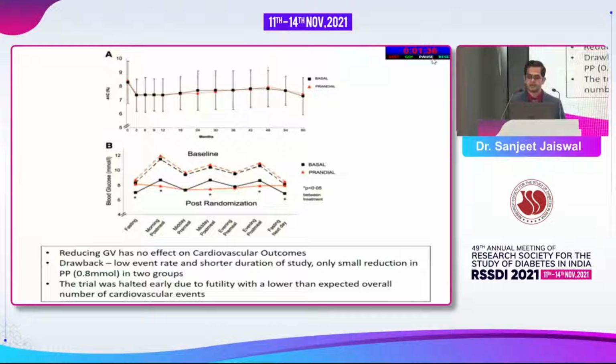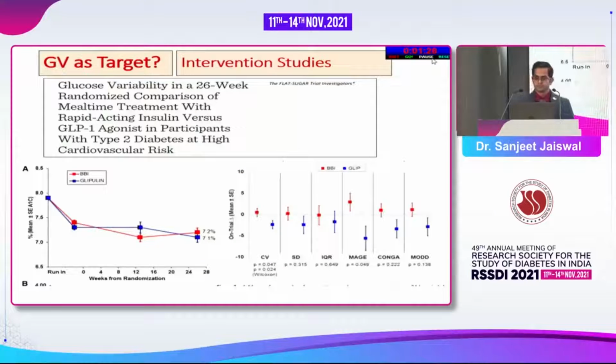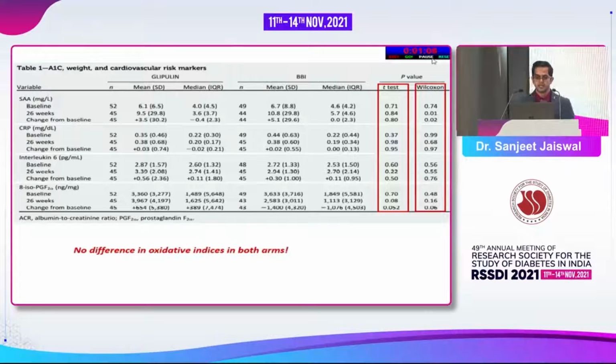As we can see, after randomization, the fluctuation was greater in patients who were given only basal insulin, and the risk of cardiovascular outcome was different. Again, in the flash sugar trial, basal bolus insulin was compared with glupulin, a GLP-1 analog, with basal insulin. We can see that using glupulin reduced the various indices of glycemic variability, but looking at the inflammatory markers, there was no difference in the oxidative indices in both arms. So we don't know whether, if we control glycemic variability, the inflammatory markers subside.